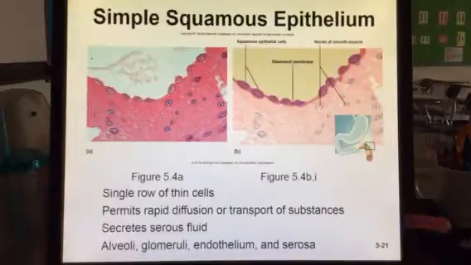So here's simple squamous. Like I said, it doesn't really look like one layer of cells all by itself. This is showing one layer of epithelial cells, but right underneath it there's some smooth muscle. So it doesn't look like one little layer by itself, but it is only one layer of epithelial cells, a single row of thin cells. This type of epithelial tissue allows rapid diffusion of substances across that one layer. They also secrete serous fluid. We find these in the alveoli in the lungs, the glomeruli in the kidneys, and in the skin.